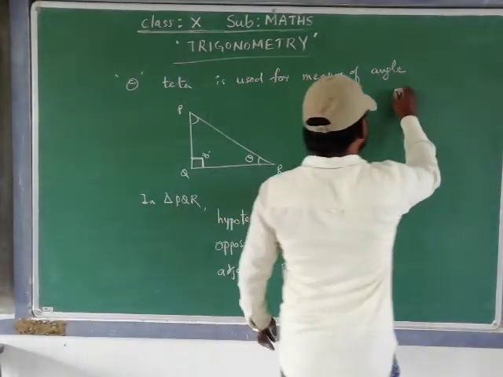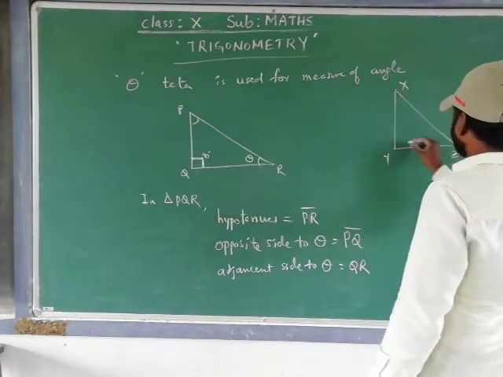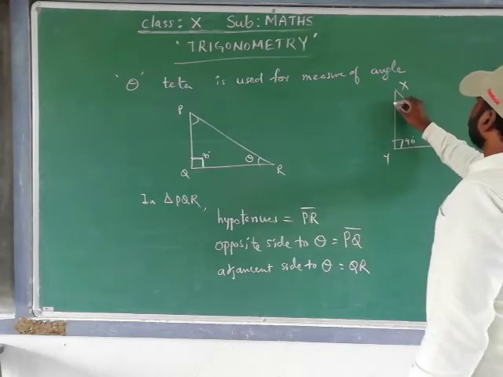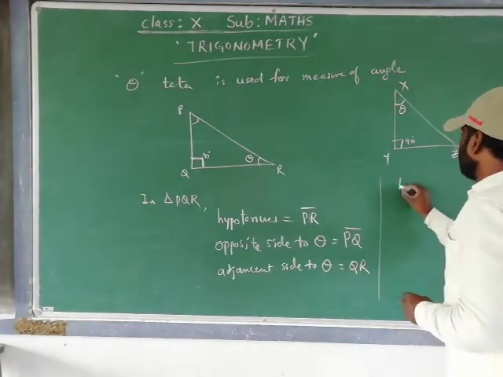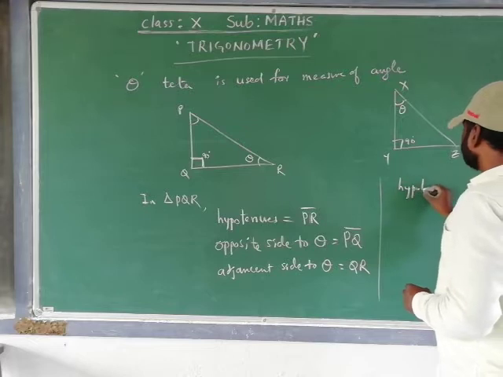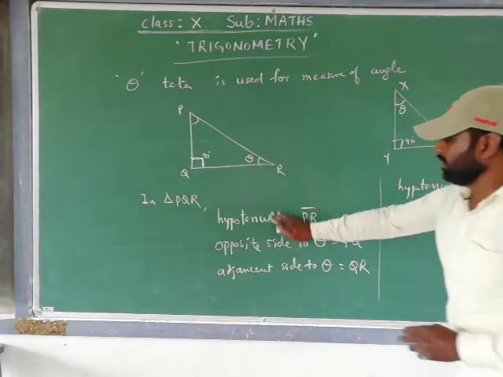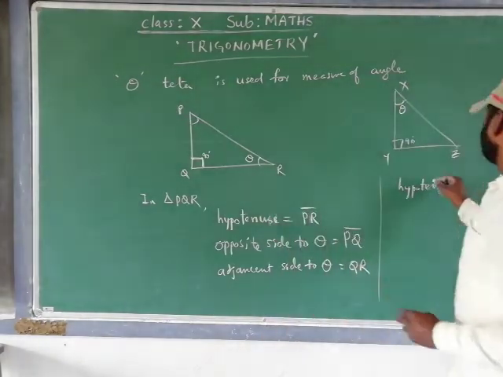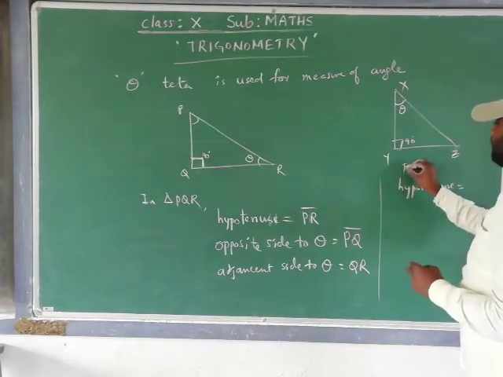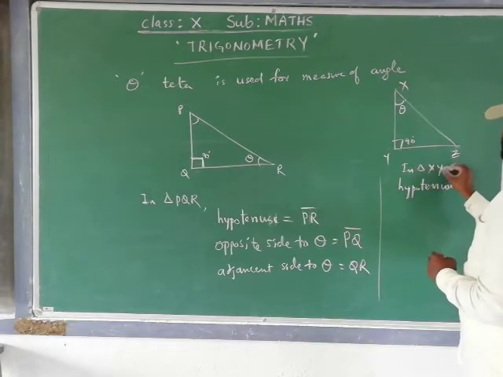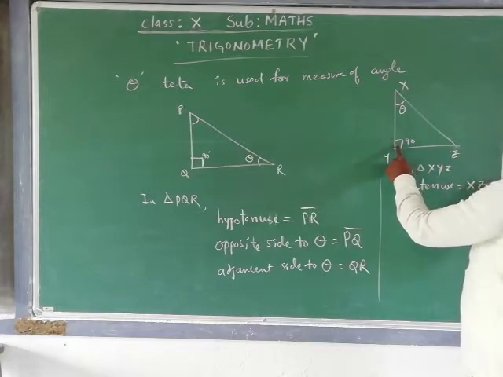Now suppose we take another triangle, XYZ. Here 90 degrees. Now if I take theta here this time, what happens? Here 90 degrees, no? Then the hypotenuse will become what? The 90 degrees opposite, whatever it is. So in triangle XYZ, here 90 degrees. Opposite to this is what? XZ. XZ is the hypotenuse.